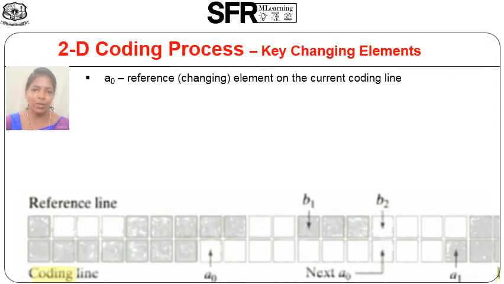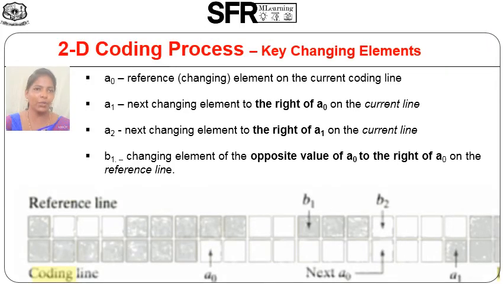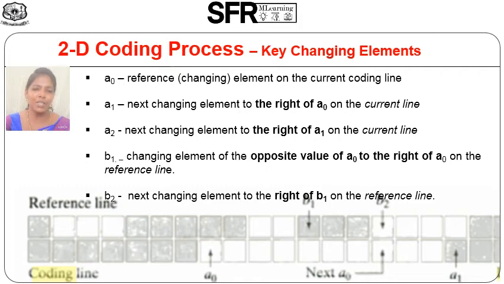Let me explain the concept used here. In this slide you can see the key changing elements that are used for 2D coding. Here two-dimensional doesn't mean the x and y axis; it means we are going to use more than one line. We have a current scan line and we refer to the previous scan line. That is why it's called the two-dimensional coding process.